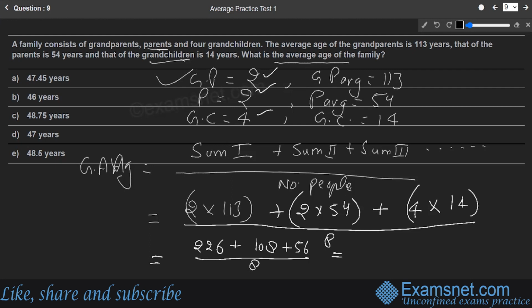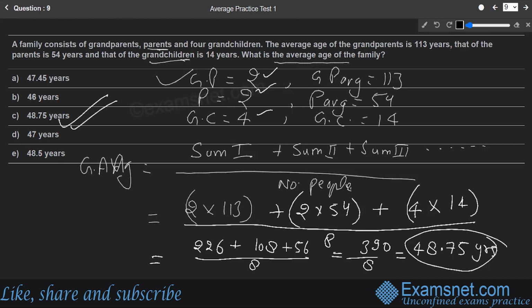If these numbers are added together, this brings out 390 by 8. If we solve this further, this comes out to be 48.75 years. So that is the average of the family, 48.75 years, available in option number C.